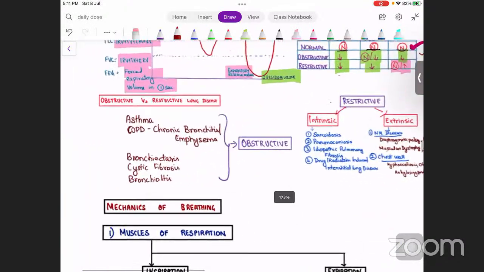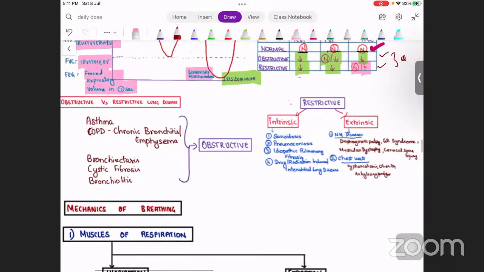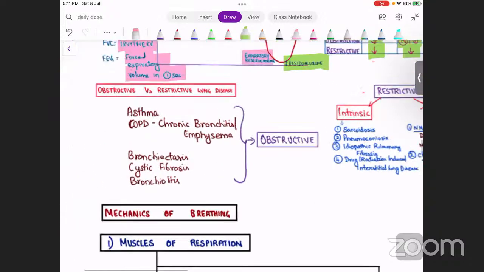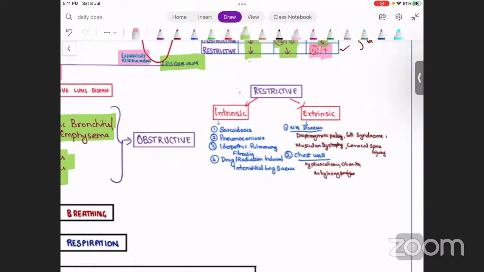Okay, then you have obstructive and restrictive patterns of diseases. What type of diseases come under the obstructive pattern, and what type of lung diseases come under the restrictive pattern, people? Speaking about obstructive lung disease, we have asthma and COPD, which is chronic bronchitis and emphysema. And then you have bronchiectasis, cystic fibrosis, and bronchiolitis. All come under the obstructive pattern, while restrictive is divided into extrinsic and intrinsic, people. We divide the restrictive as intrinsic and extrinsic.